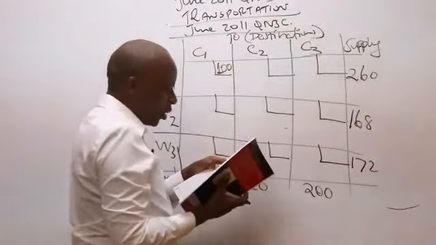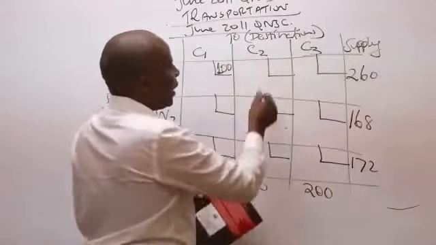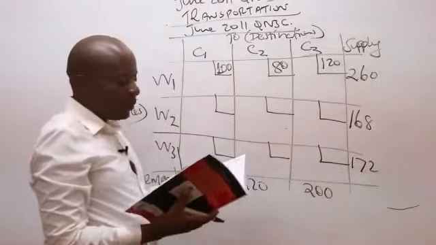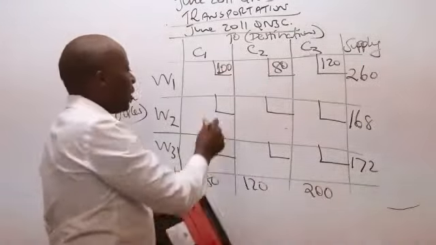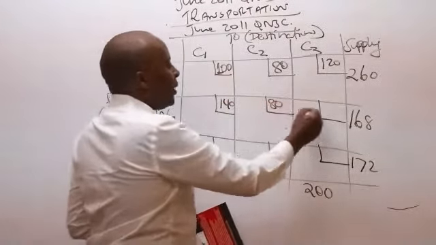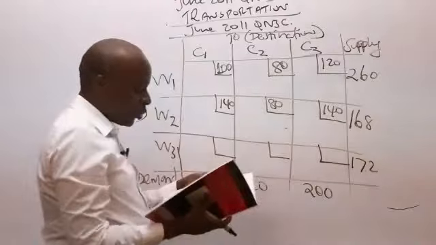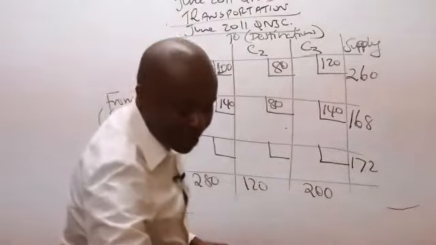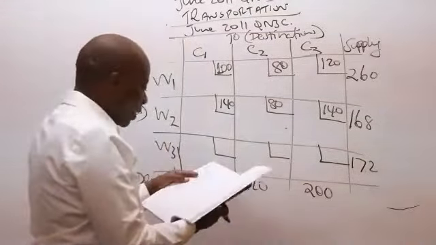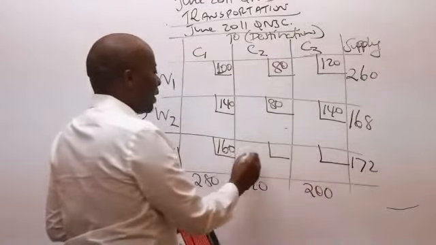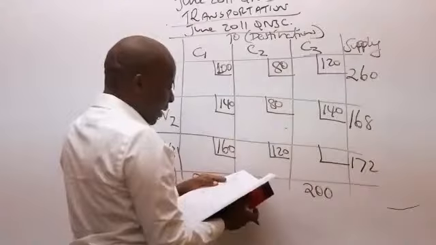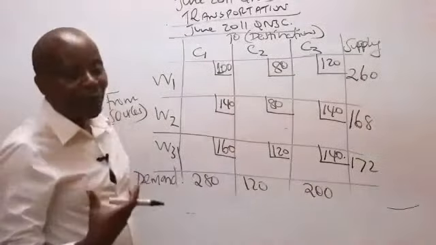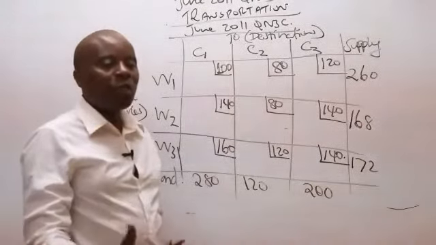Warehouse 1, C2 gives us 80, and then 120. From there, I can see the second row: 140, 80, 140. And then the third row, lastly, I can see the transportation costs, what we normally call the CIJs: 160, 120, and then lastly 140. So that is the general structure of my transportation problem.